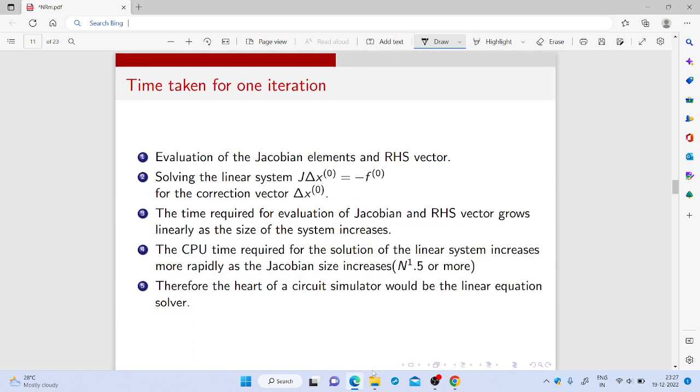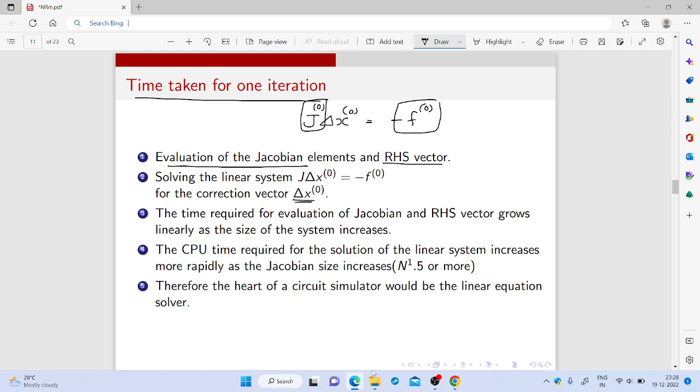Then the second factor was time taken for one iteration. In one iteration we are solving the linear system of equations, J into delta x of 0 is equal to minus f of 0. So the Jacobian is also evaluated using the initial guess. The Jacobian has to be evaluated and the right hand side vector has to be evaluated for solving this linear system of equations. These two factors, the evaluation of Jacobian and the right hand side vector, determine the time taken for one iteration. Then we have to solve this system to get the correction vector.